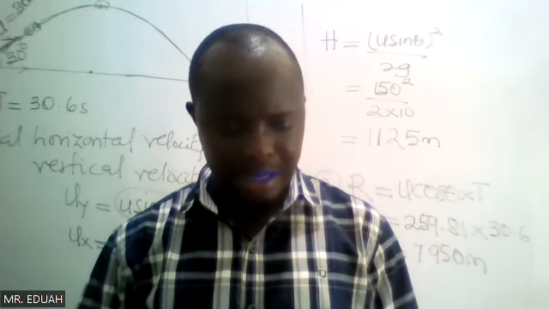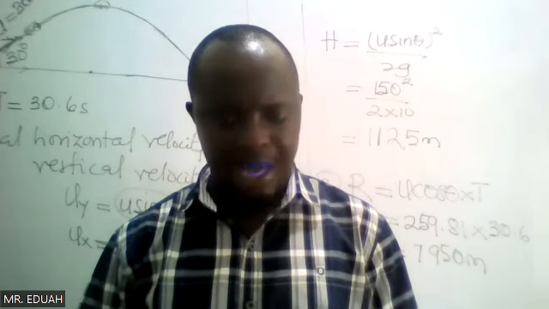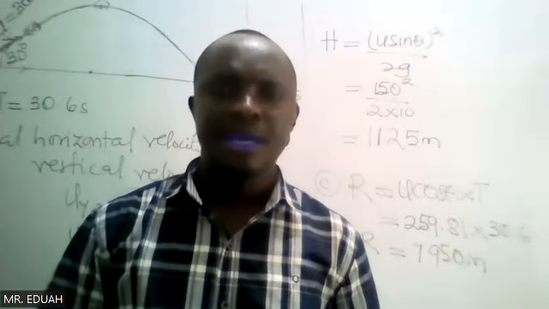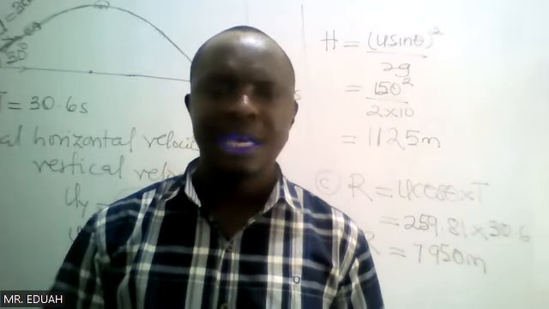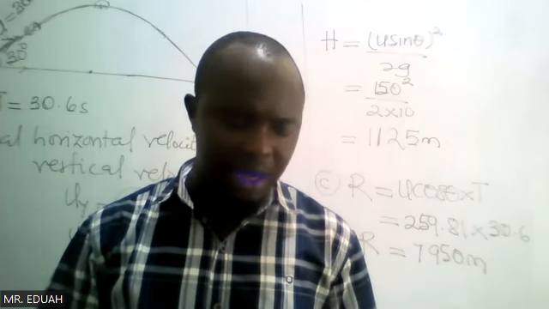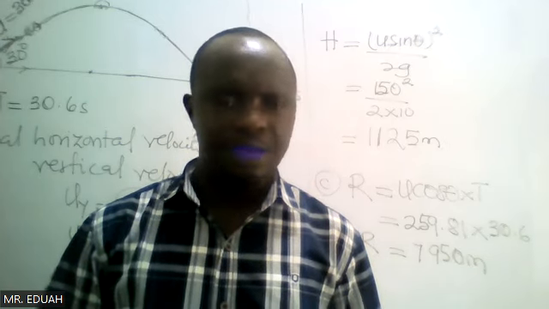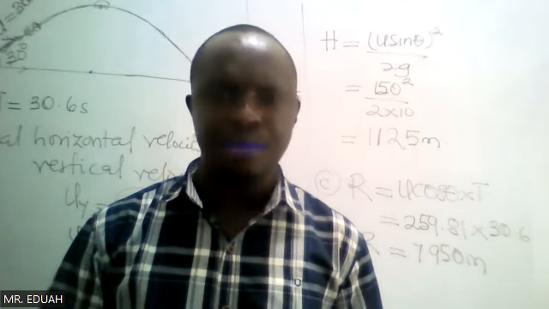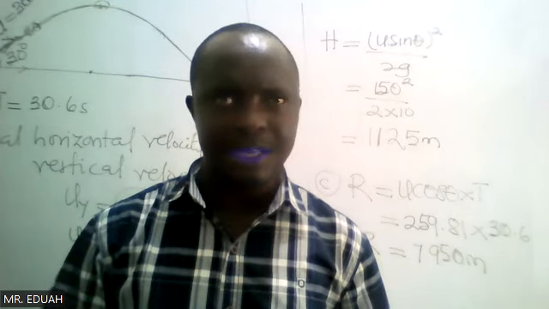Calculate A, the total time of flight of the particle. Then B, the speed of the particle at its maximum height. Take gravity to be 10 meters per second squared.